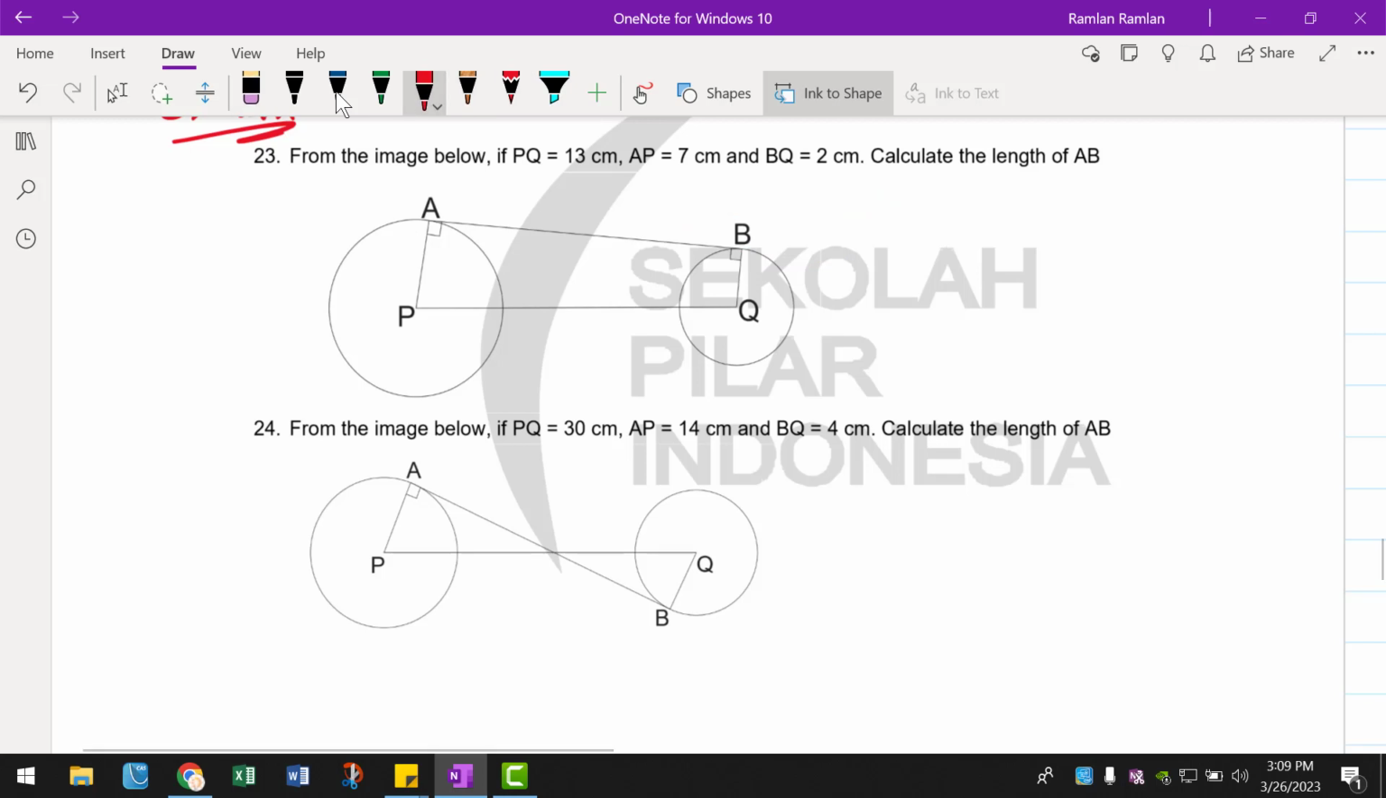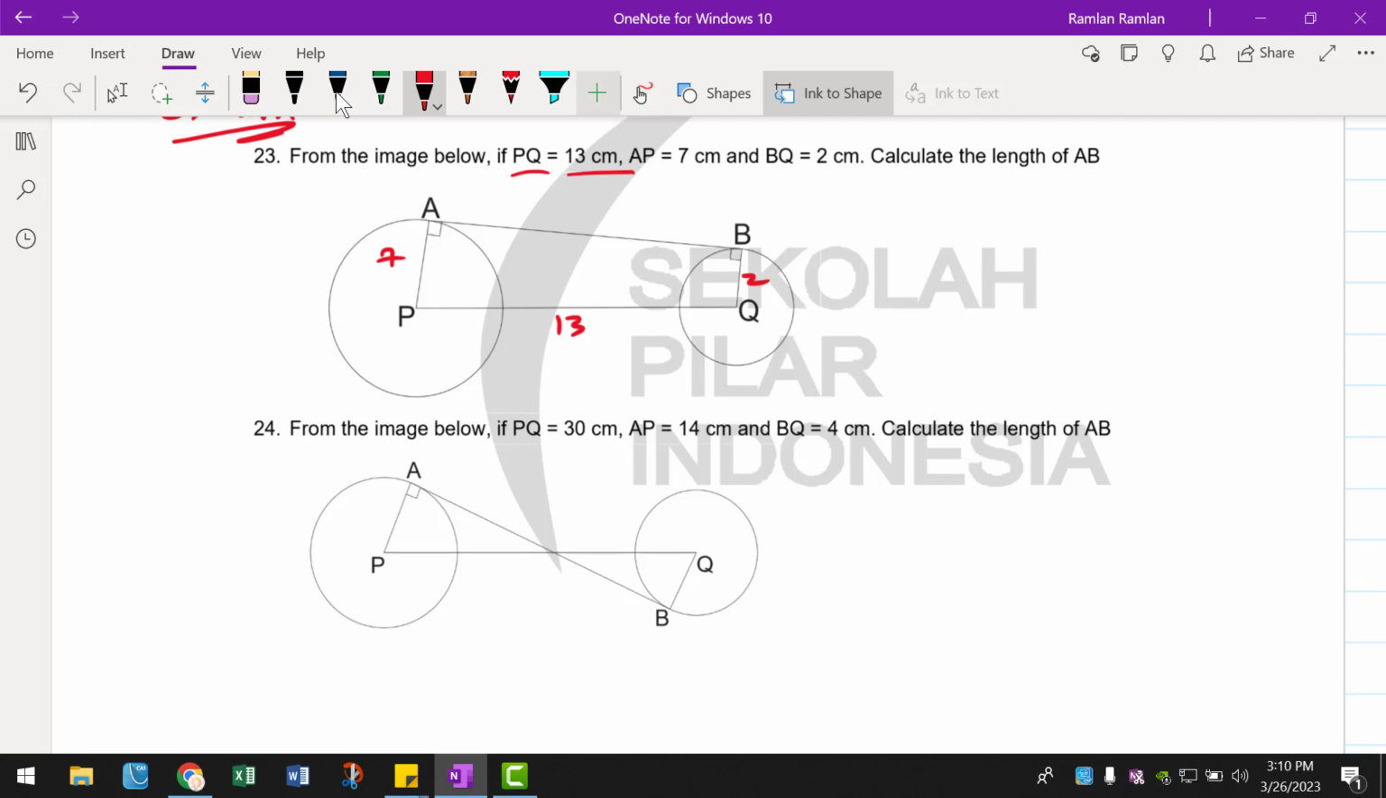Remember, guys, every time you see a question like this, the first thing we need to do is, if you don't have the image, draw it. If you have the image, write down the length of any line that you know from the question. Now PQ is 13, so I'm going to write down 13 over here, and AP, this one over here, is 7, and then BQ is 2. So the question is the length of AB.